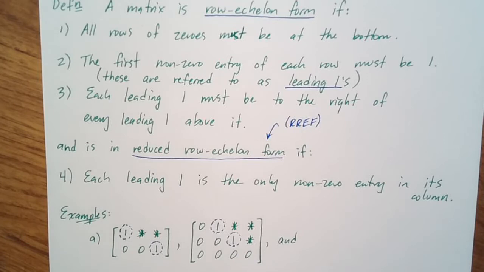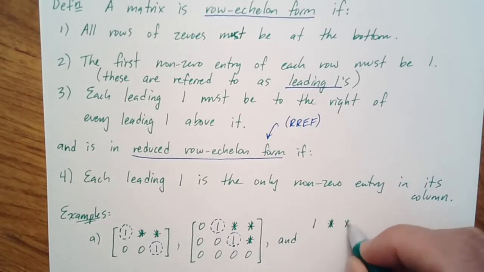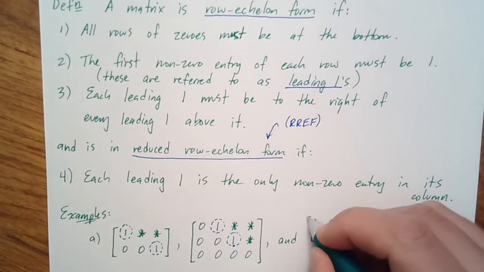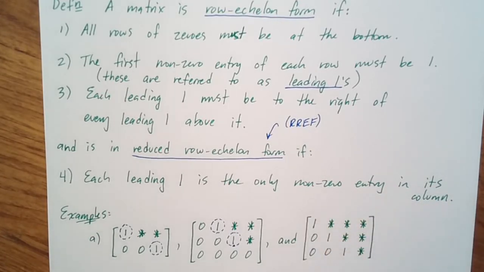So this is going to be another 3 by 4. The first row, I'm only going to specify the first entry. It's going to be a 1. The second row will look like this, and the third row will look like this. So let's check that this matrix is in row echelon form.